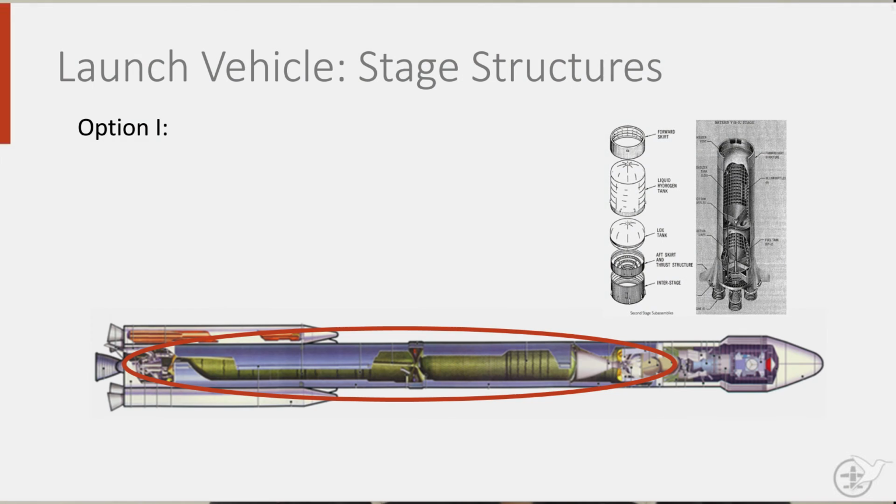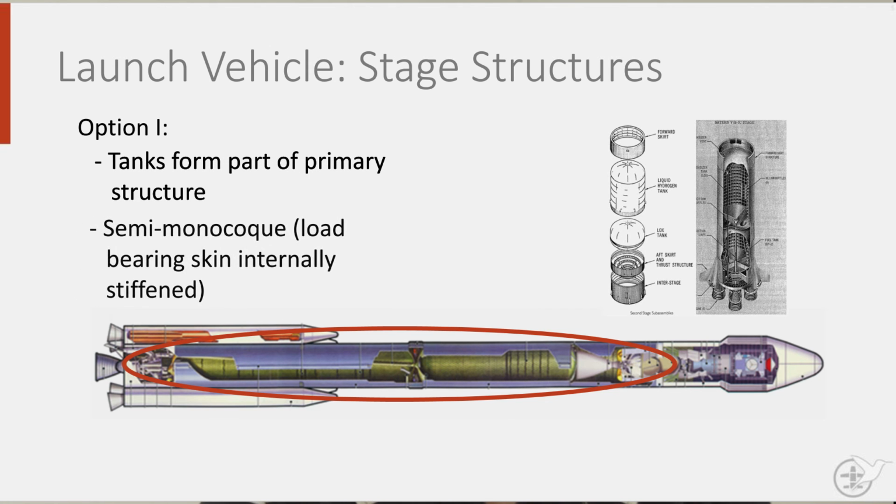Stage structures are the structures that form the body of the rocket. A rocket often has multiple stages, each with their own propulsion system, so it can dispose of used stages during the launch, eliminating weight and increasing acceleration. There are two types of space structures. One, where fuel tanks are part of the primary load-carrying structure, such as the Saturn V rocket. These structures resemble a semi-monocoque structure with internal stiffeners.